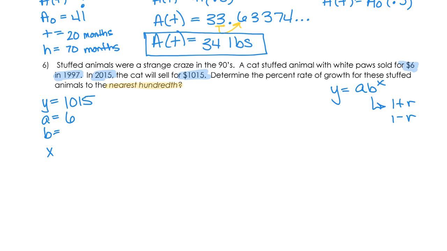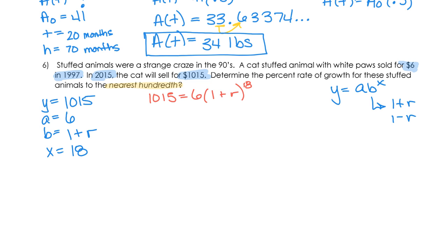Our B value, I'm going to say that price grew, and so I'm going to say is 1 plus, but we don't know the rate. In fact, that's what we're solving for. And then our X is our time frame, so we need to figure out the difference between 2015 and 1997, and hopefully you guys know that that is 18 years. Okay. And we're going to go ahead and plug them in. So we're going to go ahead and say 1015 is equal to 6, in parentheses is 1 plus R raised to the 18.